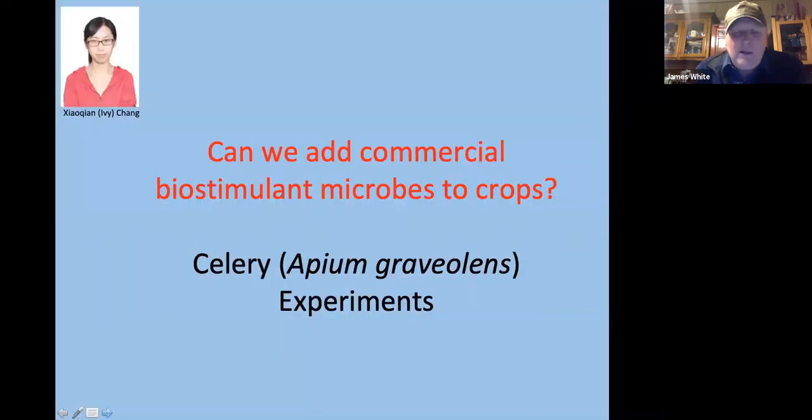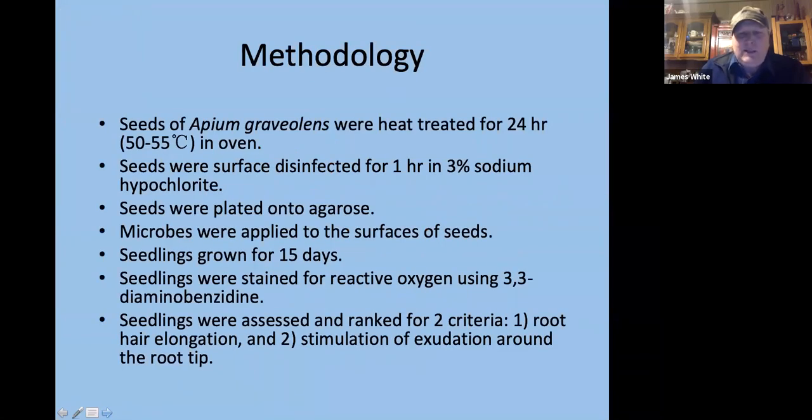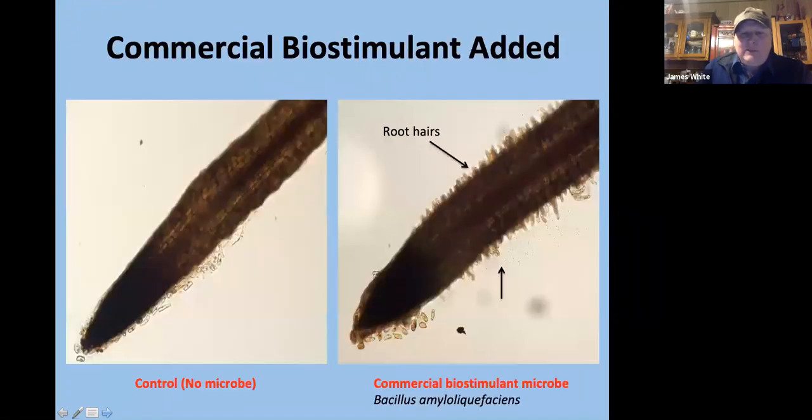Can we repair our crops where we've damaged them? Seeds, for example, where we damaged them by removing microbes. I have a student who's working on that, and she actually did an experiment using some commercial biostimulant microbes to see if they work. Her work was done in celery, and what she did basically was to sterilize the celery seeds and then take these biostimulant microbes, put them onto the seeds and let them germinate and evaluate what happened. Now, it turns out not all biostimulant microbes are equal.